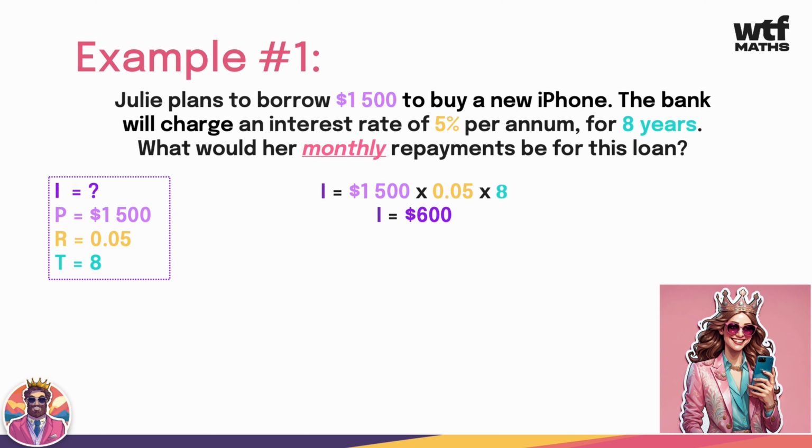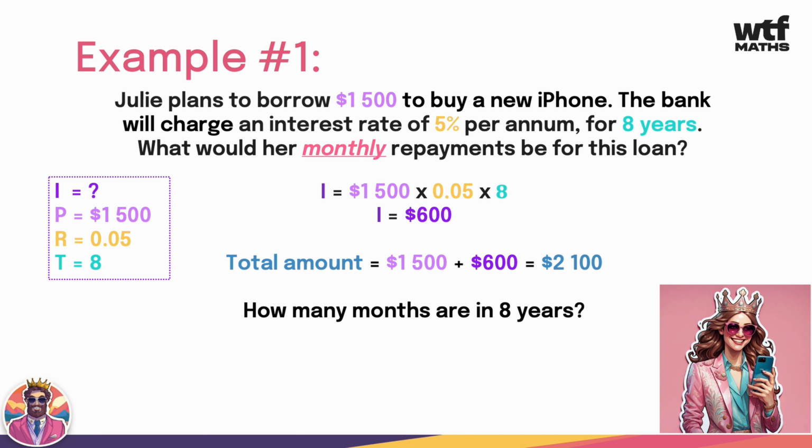The next thing, we need to work out the total she needs to pay back. Well, she borrowed $1,500. That account earned $600 interest, so in total, she'll need to pay back $2,100. Now, the question said she's making monthly repayments. So how many months are there in 8 years? 8 years times 12 months is 96 months. This means we're going to make 96 repayments, 96 individual payments over these months to pay back the loan.